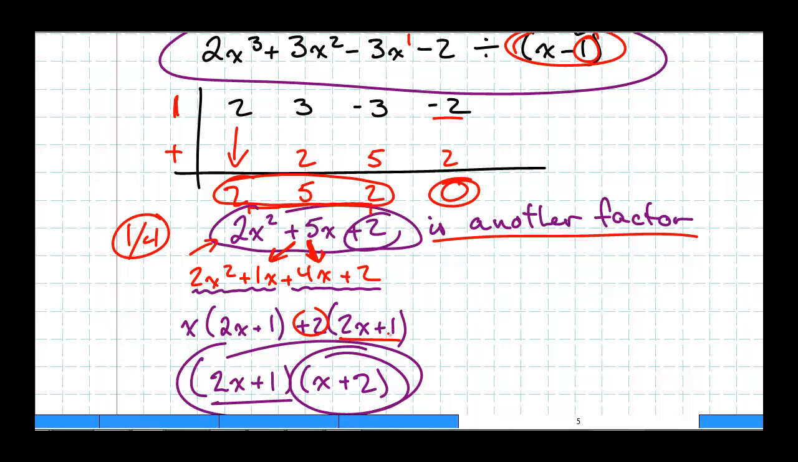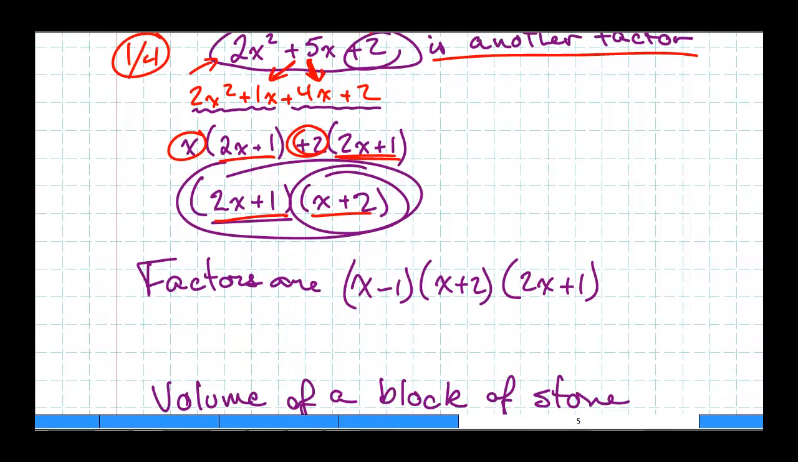Double checking, 2 times 1, does that equal 2? Yes. So my common factor was 2x plus 1, I wrote that first, and my leftover bits were x and plus 2, so I wrote that second. That means that my factors were x minus 1, the first one I found, x plus 2, and 2x plus 1, the other two that I just discovered.